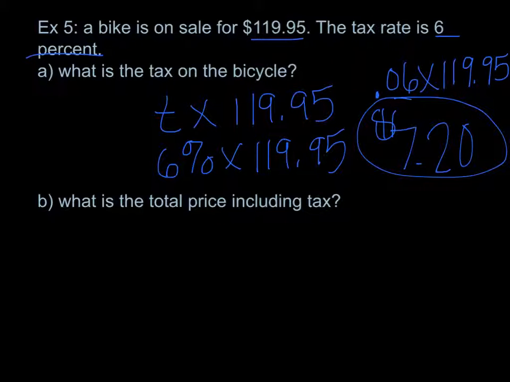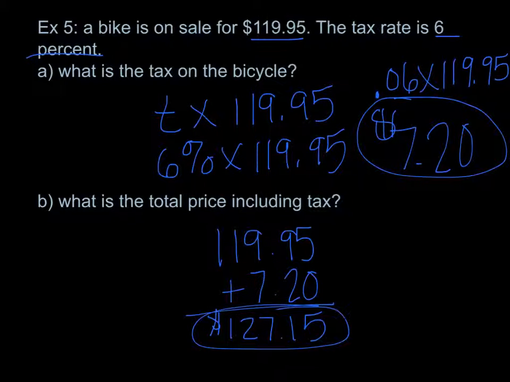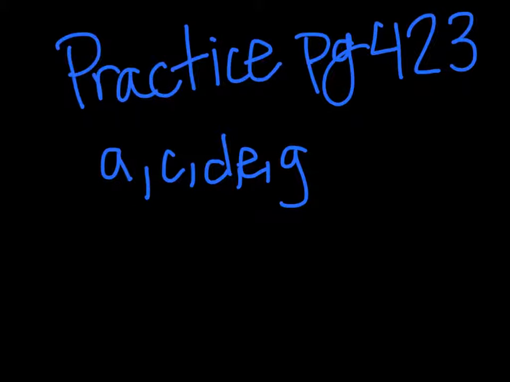So part B just asks, what's the total price including tax? Well, it was originally $119.95. With tax, we have to add $7.20. When we add that, we get $127.15. Your assignment to bring to class would be the practice on page 423, letters A, C, D, E, and G.